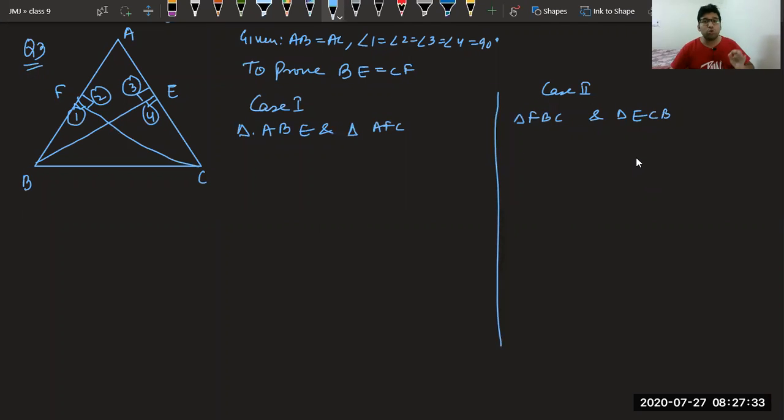You are free to go from any case. It depends on you what you think is okay for you. Don't get confused with anything. I'm just trying to show you that the same question can be done in many ways. Now after this, our concern is to draw them separately, because if we draw them separately, it will be easy for us to prove them.